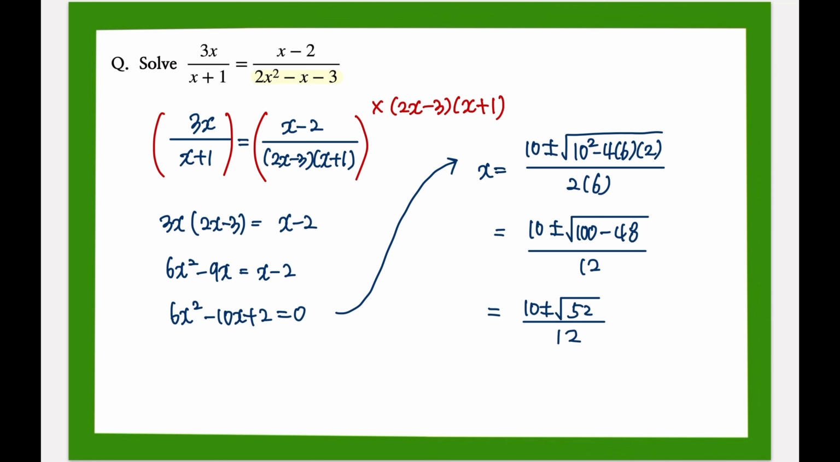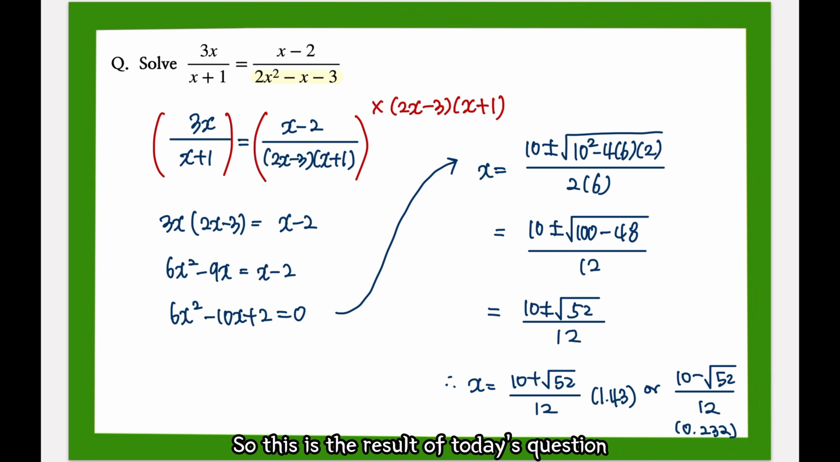So the x result is equal to 10 plus root 52 over 12, which is equal to 1.43. And the other value is 10 minus root 52 over 12, which is equal to 0.232. So this is the result of today's question.